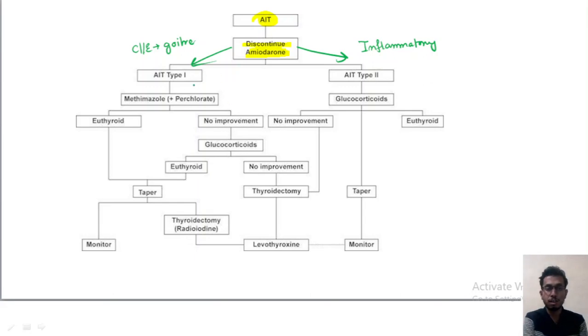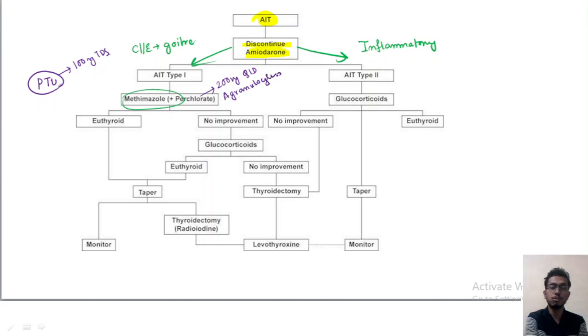Now, if it is type 1, the first step is to discontinue amiodarone and start antithyroid drugs. Methimazole can be started, as well as propylthiouracil. Carbimazole can also be started. Propylthiouracil initial dose is 100 milligram TDS to start with, and potassium perchlorate can also be started, which is 200 mg QID. The issue with perchlorate is that it is associated with agranulocytosis, which is the same issue with methimazole or carbimazole. Alright, it can also lead to agranulocytosis.